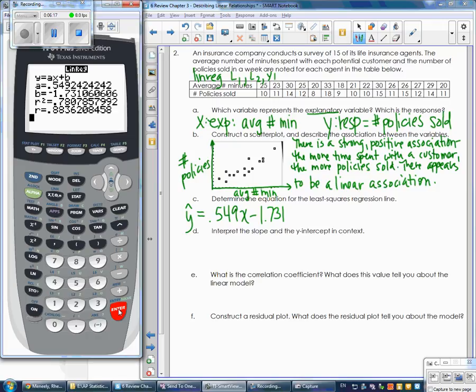Notice also that my calculator reports both my r and my r squared value. If yours doesn't, then you need to go to your catalog, which is second 0, and then scroll down to the D's, or simply just press D, and that'll take you down to all of your D commands. And you want to find the command that says diagnostics on, and then press enter until it says done. And then if you go back and try your linear regression again, you should see the r and the r squared value.